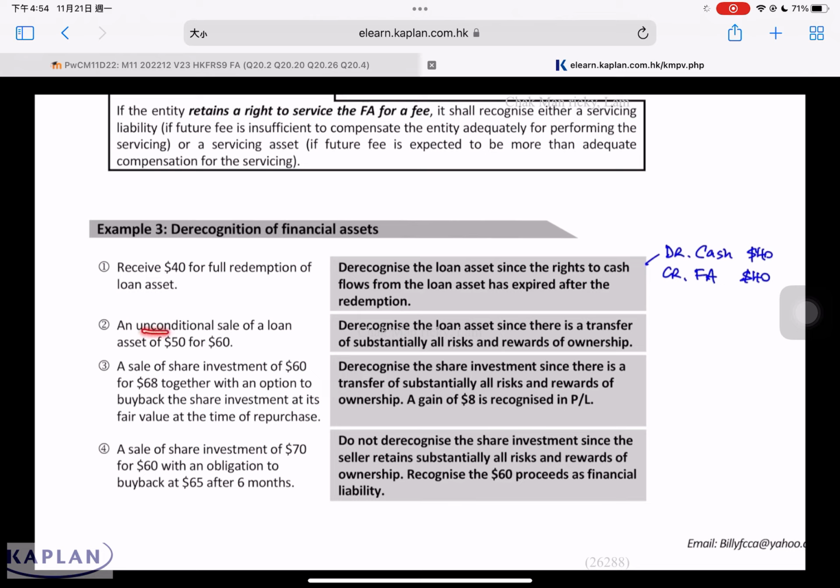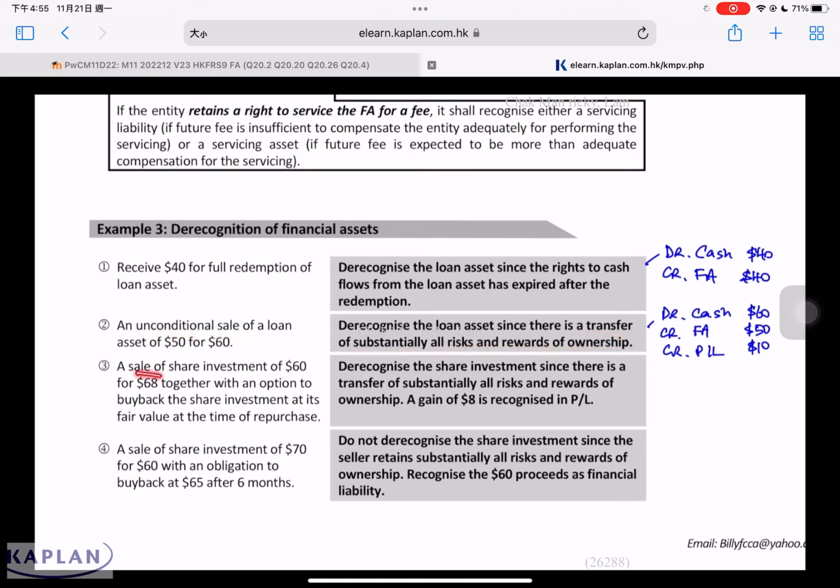Second, an unconditional sale of the loan assets for $60 with a carrying value of $50. Debit cash, $60. Credit financial assets, loan assets, $50. The difference of $10 is considered as a gain in P&L. These are unconditional sales, meaning from this moment onwards, when the value of the share goes up or down, the seller is no longer concerned. The buyer is the one that benefits or suffers from this moment onwards. There's a transfer of substantial risk and real ownership. We should derecognize. The first two, we say that it should derecognize.